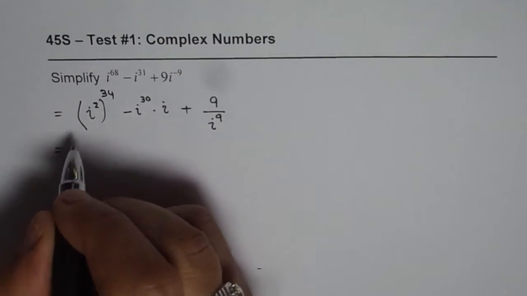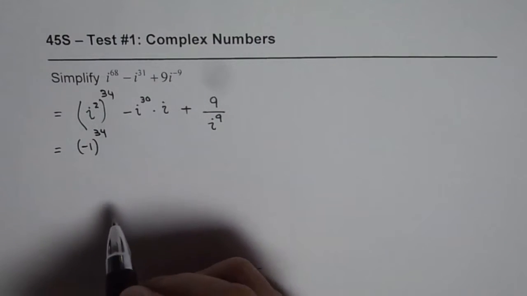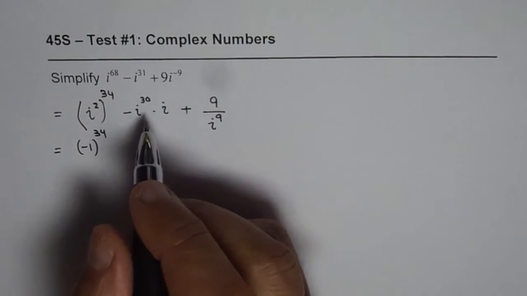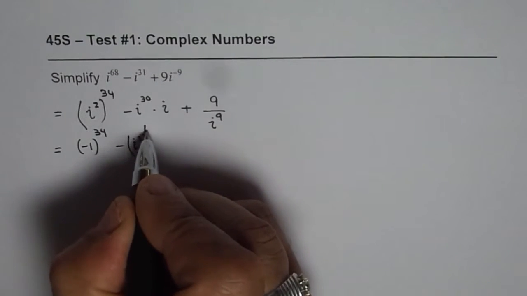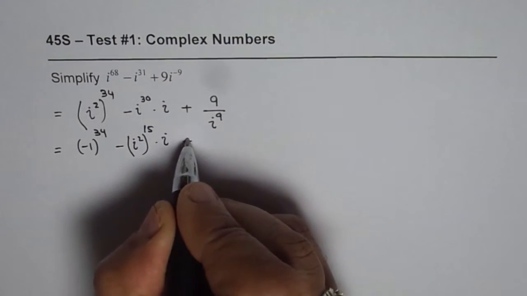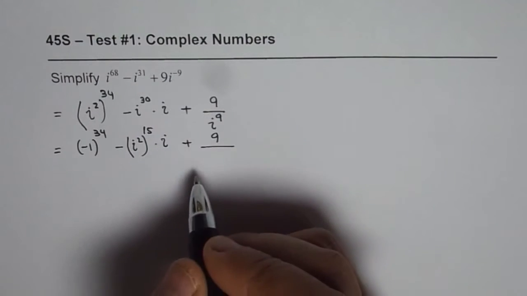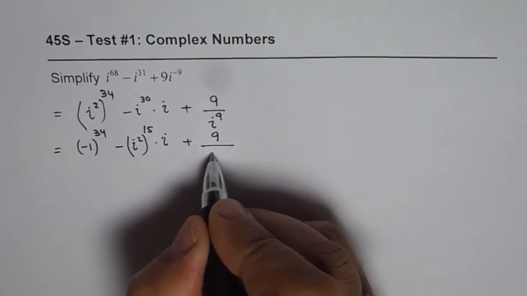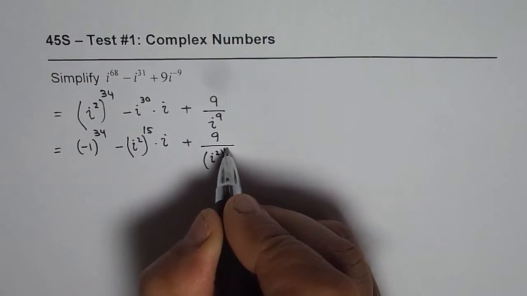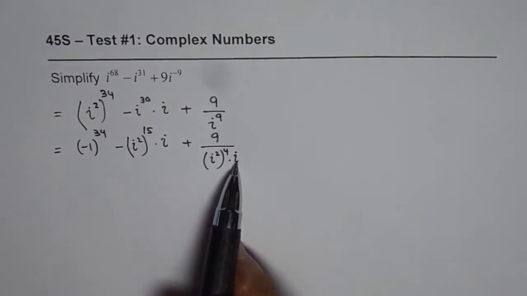Now, i squared is minus 1, so we can write this as minus 1 to the power of 34. For i to the power of 30, we could write this as i squared to the power of 15 times i. This is 9 and i to the power of 9. Let's write this as i to the power of 8 times i. Now i to the power of 8 could be written as i squared to the power of 4 and then i. Do you see that? This is i to the power of 9. 4 times 2 is 8 and 8 plus 1 is 9.